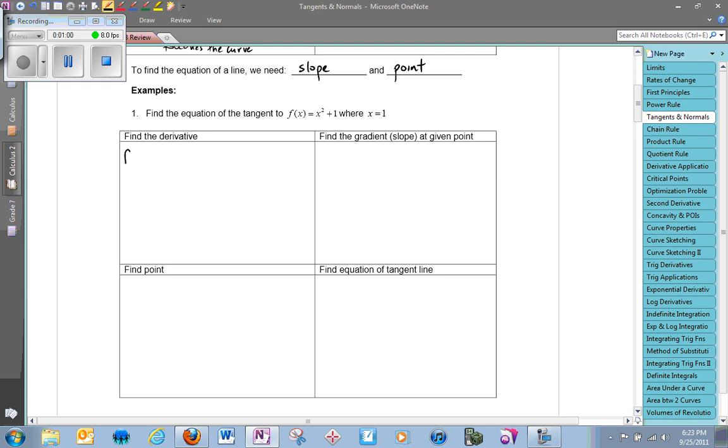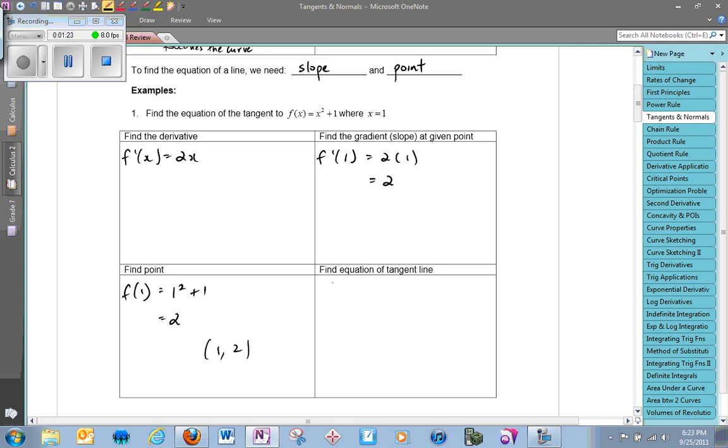First part says find the derivative. So f prime of x is 2x. Second part says find the gradient or the slope at that given point. So f prime at 1, which is 2 times 1, which is 2. Find the point, so f at 1, which is 1 squared plus 1, which is also 2. So the point is (1, 2). Pure coincidence that the slope and the point are the same thing.